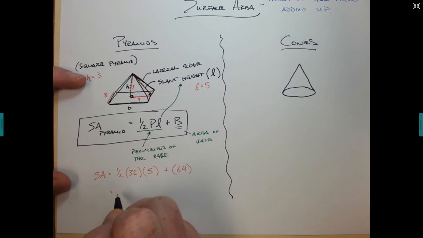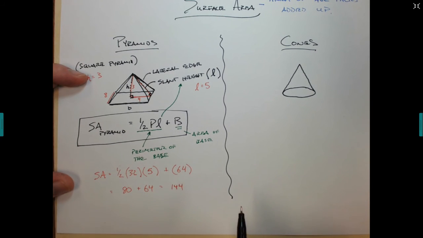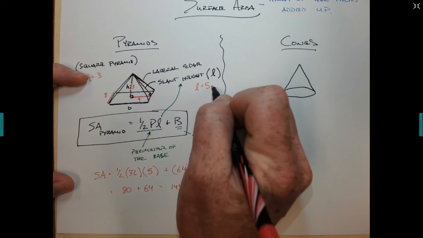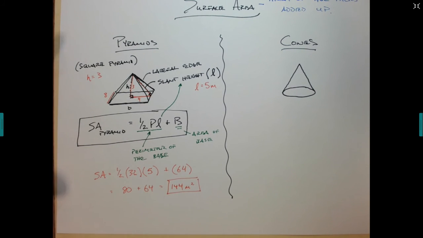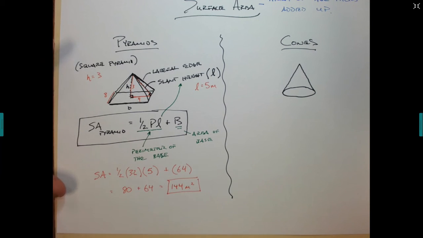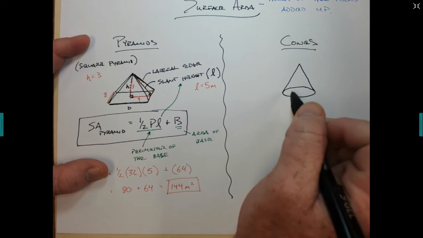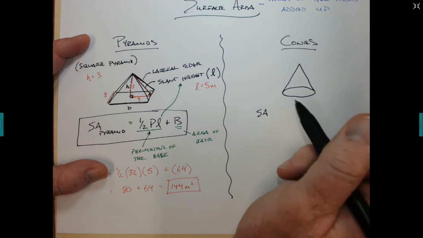32 times 5 is 160, and half of that is 80. If I add 64 to it, I get 144. This is a surface area problem. If these were all meters, then my answer would be meters squared. I think here the formula was helpful. Again, you gotta really be focused on what it is you're trying to find. I think the formula over here is not only important, but it's almost extremely necessary.